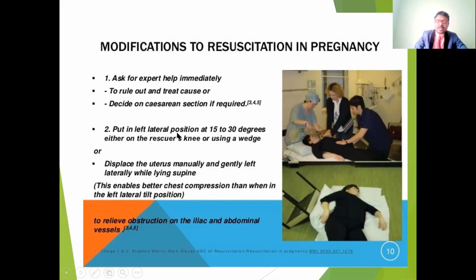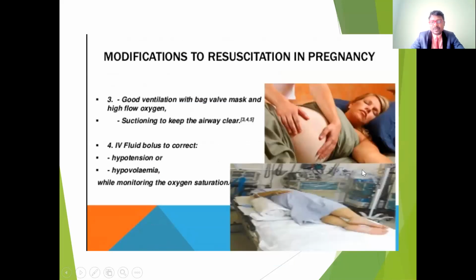Here we have to do the same thing. We have to check for a response from the patient, and check for any dangers. We also have to use the lateral position, that is 15 to 30 degrees, and the rescuer's knees or a wedge can be used. We have to be very close to the patient and manually, gently displace the uterus to the left lateral side while the patient is lying supine. Then we have to give good ventilation with a bag valve or mask.